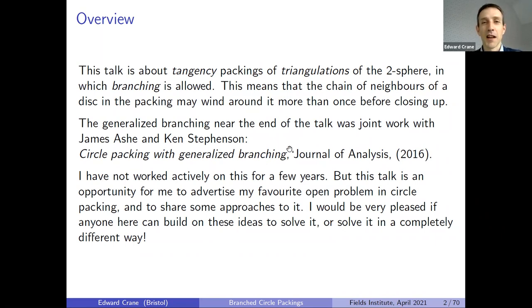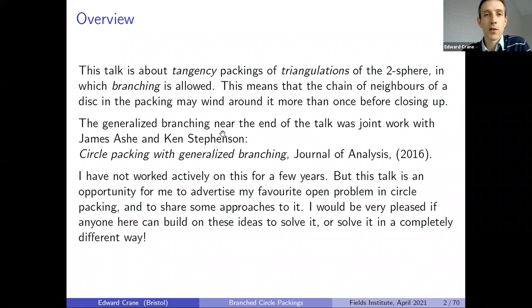We've heard about a variety of different kinds of packing. I'm going to be talking about tangency packings, and unlike Phil's talk, I'm allowing branching. So he talked about univalent packings. I'm talking about multivalent packings. So that means that the chain of neighbors of a disk in the packing can wind around it more than once before it closes up.